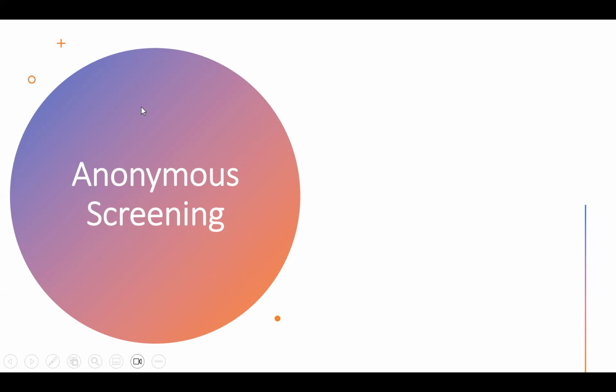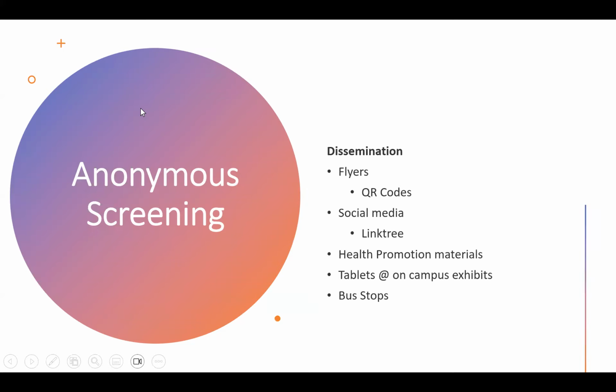So let's talk about some anonymous screenings. There are a number of ways that we can do anonymous screenings, and these began to be very effective in the pandemic. We could do them online, through social media, through posters. Of course, we did it primarily virtually during the pandemic, but then we moved to flyers and signs and that type of thing.